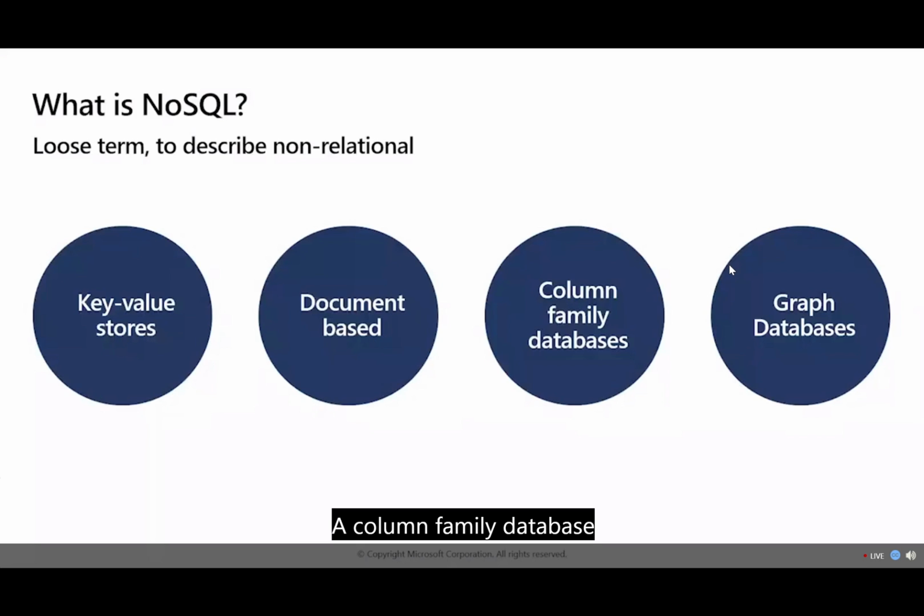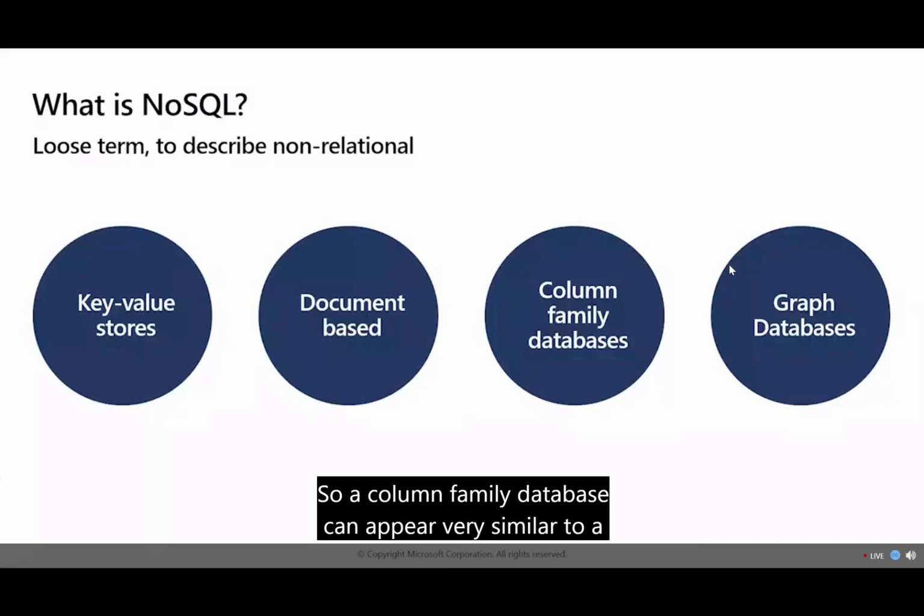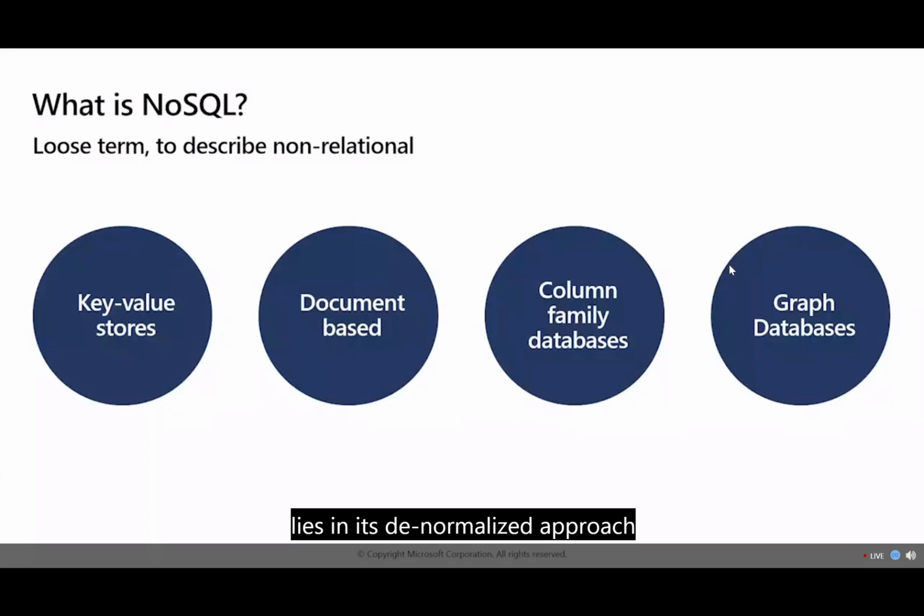A column family database organizes data into rows and columns. So examples of the structures include ORC and Parquet files. So a column family database can appear very similar to a relational database, at least conceptually. But the real power of a column family database lies in its denormalized approach to structuring sparse data.